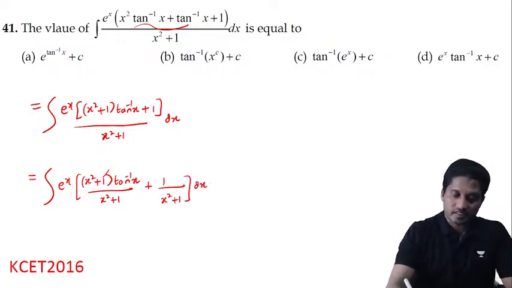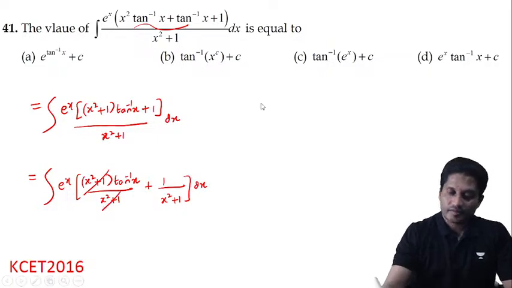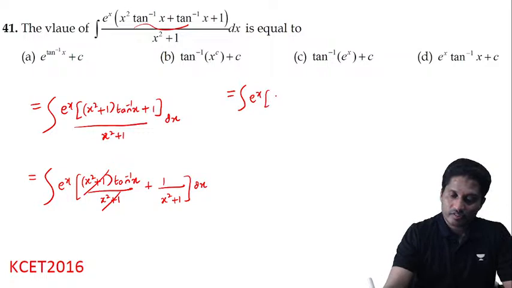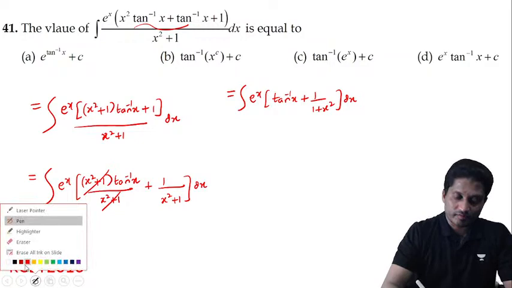Right, now this will cancel. Left out is the integration of e power x times tan inverse of x, plus 1 by 1 plus x square, dx.